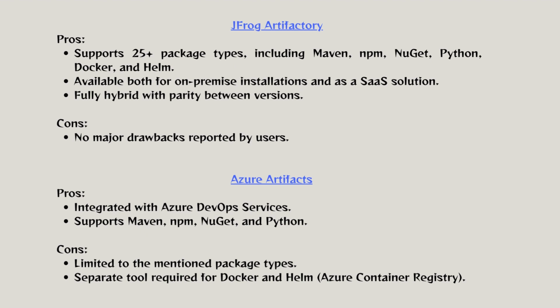Azure Artifacts. Pros: Integrated with Azure DevOps services. Supports Maven, NPM, NuGet, and Python. Cons: Limited to the mentioned package types. Separate tool required for Docker and Helm.